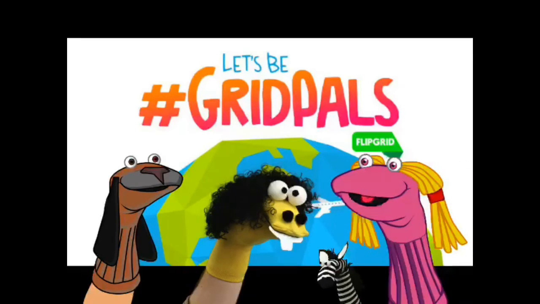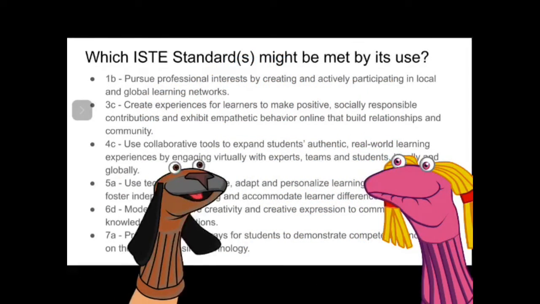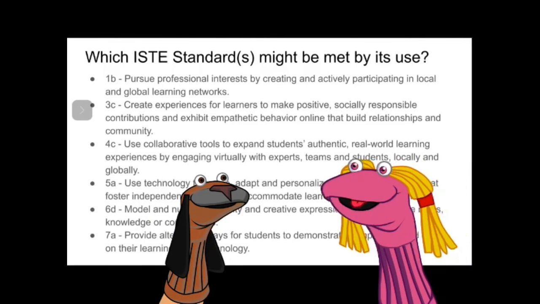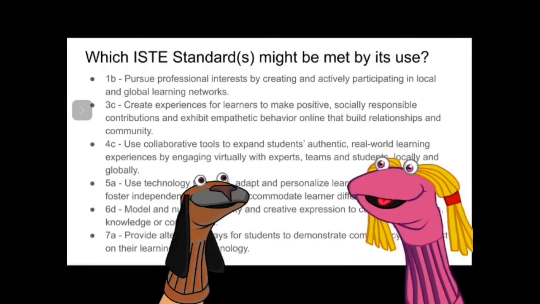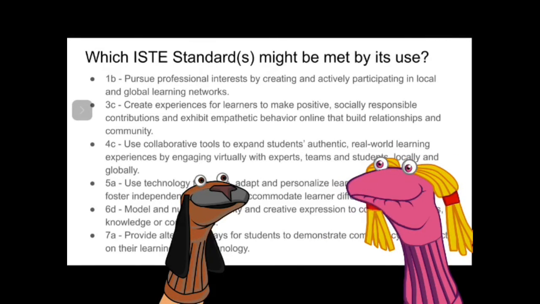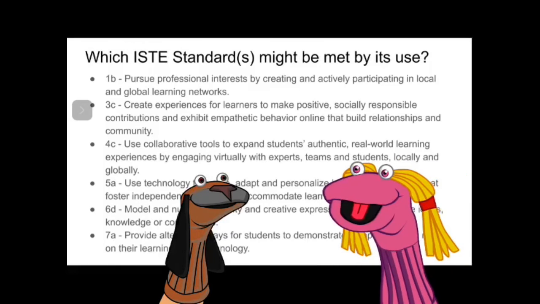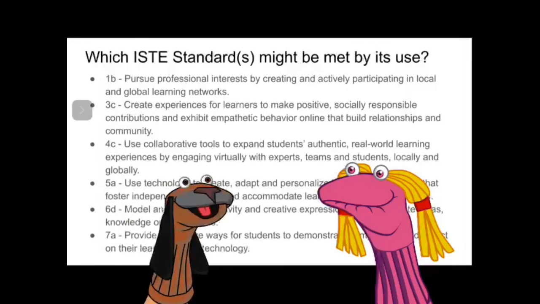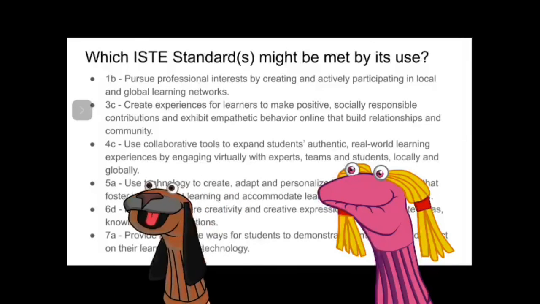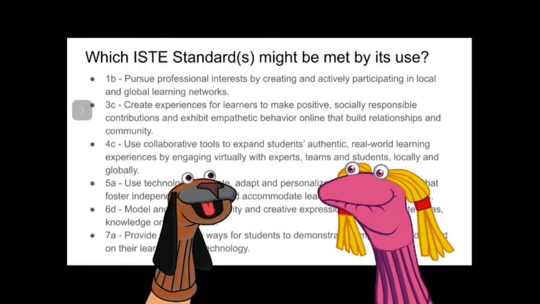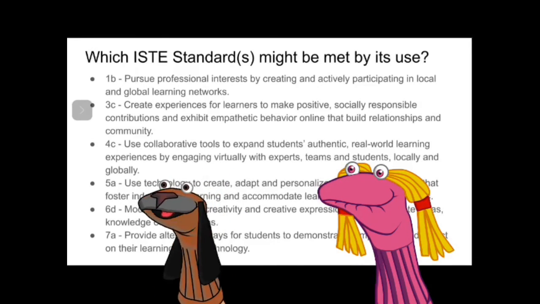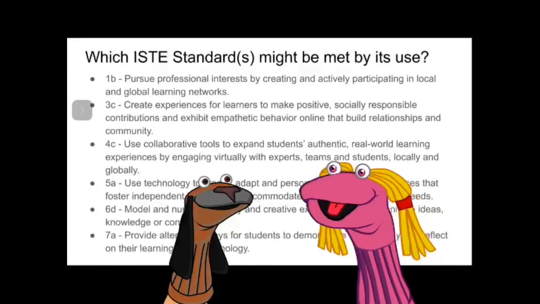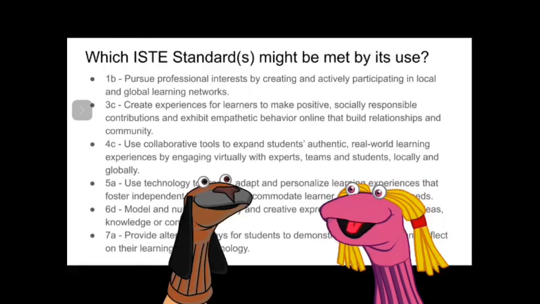We love Flipgrid. Now, by using Flipgrid, you can actually meet quite a few of the ISTE Educator standards. So, for example, you could be actively participating in local networks, and also you can expand your horizons with global learning networks, as we talked about. Yes, digital citizenship is really important in 3C, so children get experience in being good digital citizens and making positive contributions and using respectful language. And being able to give feedback in a nice way in a community.